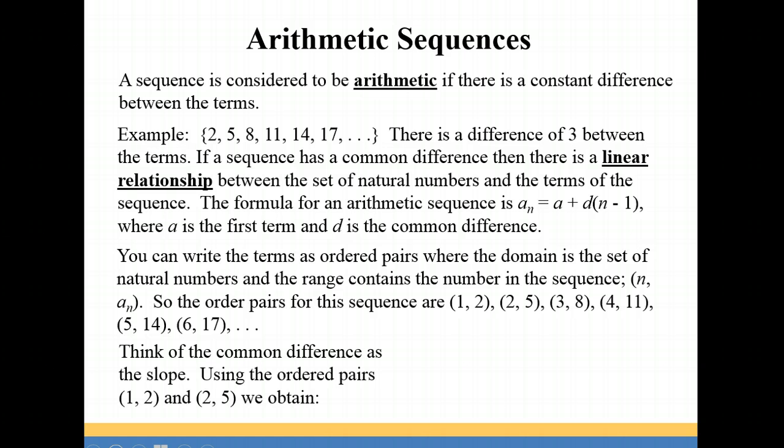You can think of your common difference just like you thought of a slope, because this is a linear relationship. So we can take our ordered pairs and plug them into our slope formula to find our common difference. Our normal slope formula is y2 minus y1 over x2 minus x1. Well, in this case, we're calling it a2 and a1 instead of y2 and y1. And our n values are 2 and 1. So we have 5 minus 2 in our numerator and 2 minus 1 in our denominator, giving us a common difference of 3.